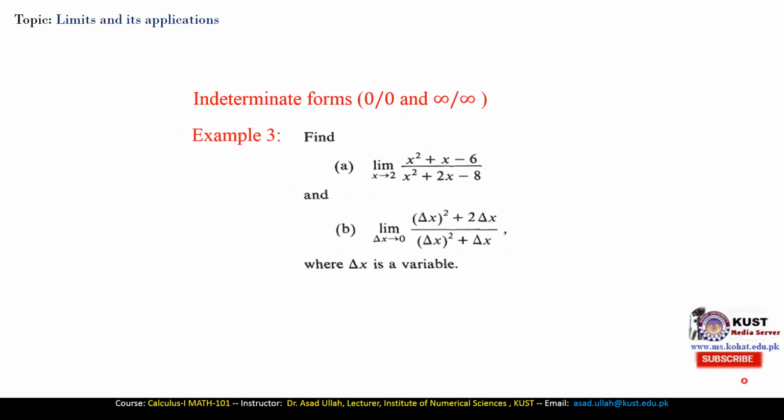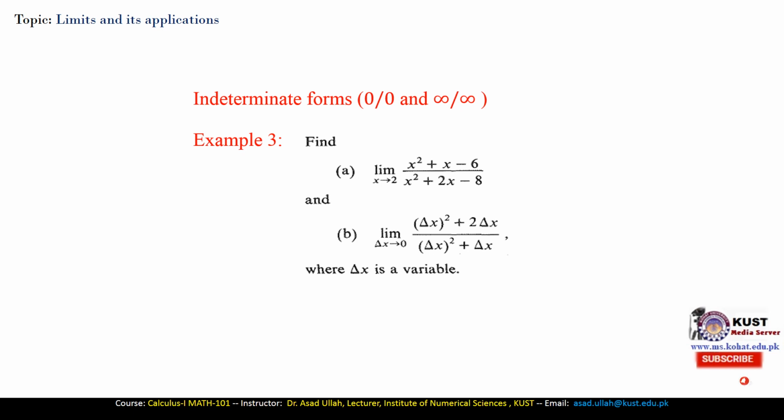Indeterminate forms. In this lecture, I will discuss only 0 by 0 and infinity by infinity forms. In the later lecture, we will go through some other indeterminate forms. So we will handle only two forms in this lecture, that is the 0 by 0 form and infinity by infinity form. I am explaining these two forms by using a suitable example.